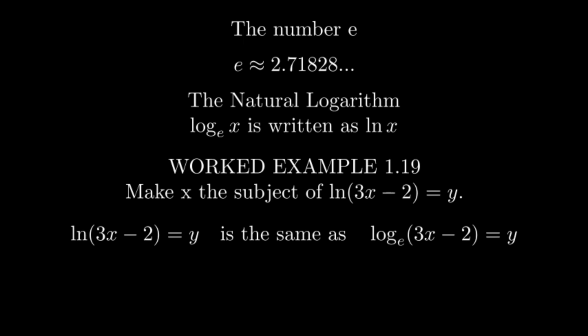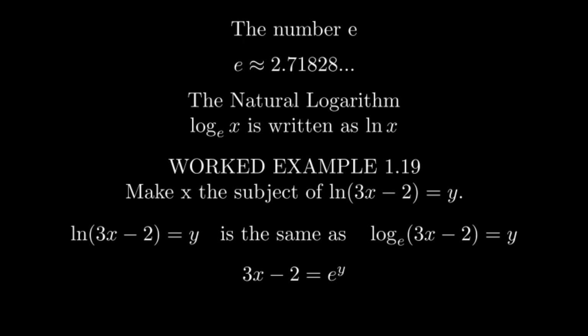First, let's rewrite the equation explicitly with the base. The natural log of 3x minus 2 equals y is the same as log base e of 3x minus 2 equals y. Now, we convert this logarithmic equation to its exponential form. The base is e, the exponent is y, and the argument is 3x minus 2. Using our rule, we get 3x minus 2 equals e to the power of y.